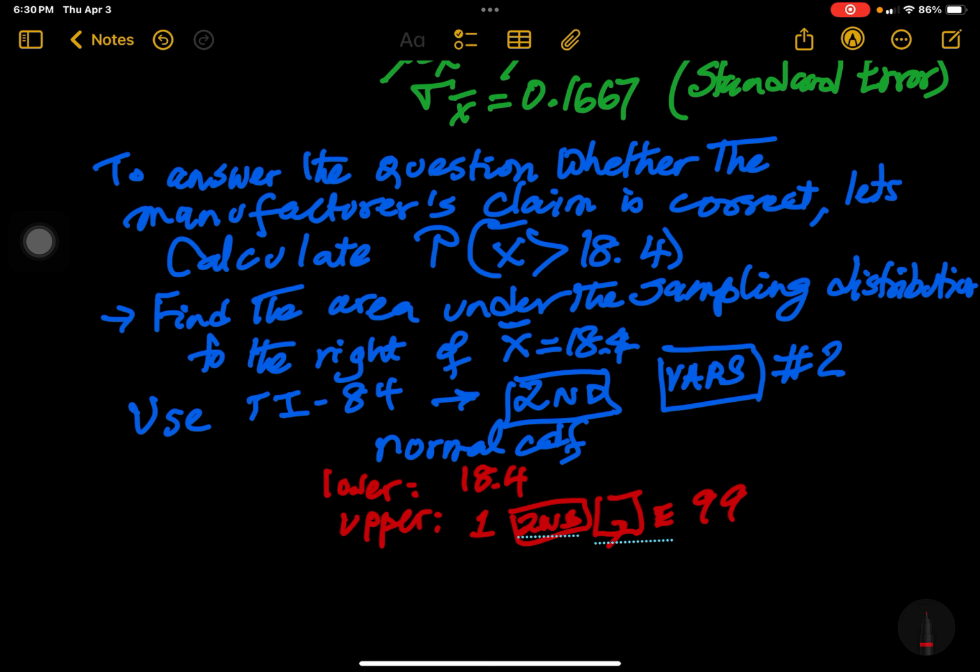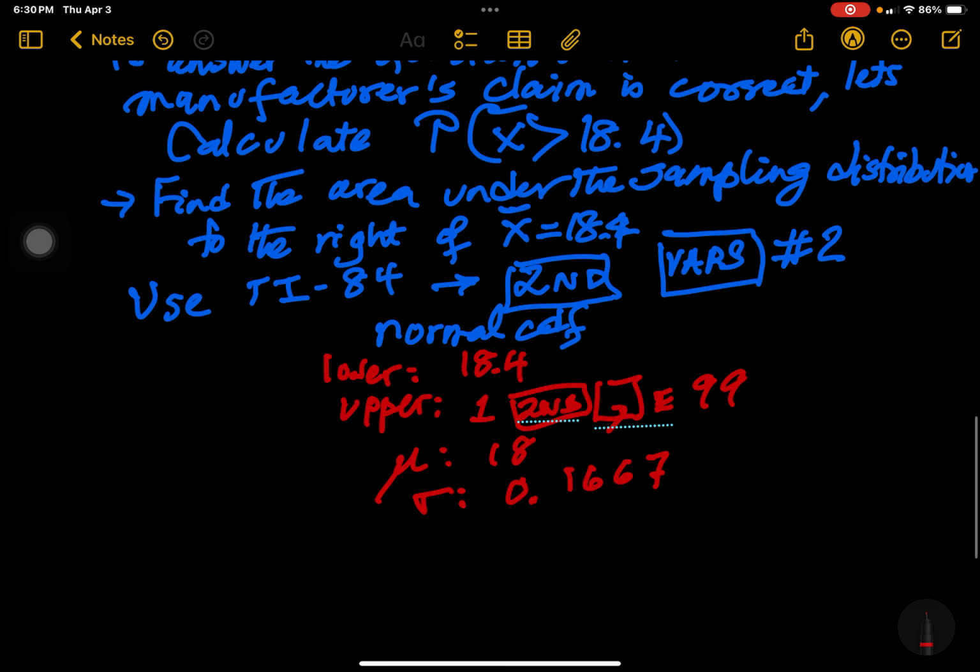Okay. And then we are going to type our mean, which is 18. And the sigma. We have to be careful. Here is the sigma x bar, or the standard deviation of the sampling distribution that we type in. Okay. And then we go down to paste. Bring the cursor on paste. Whenever we are on paste, hit enter twice.